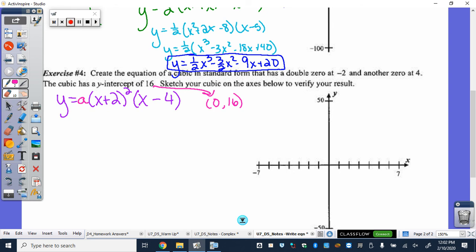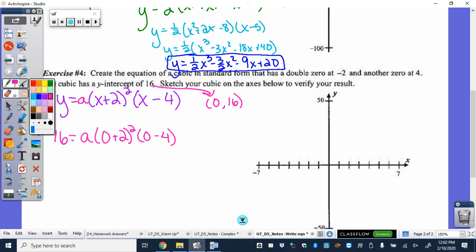So again, a is out in front. So 16 goes in for y, trying to find a. Put zeros in for our x's since it is the y-intercept. So let's see here. 0 plus 2 is 2, but then squared would be 4, times negative 4 would make that a negative 16a. So when we divide, what does a equal? Negative 1.